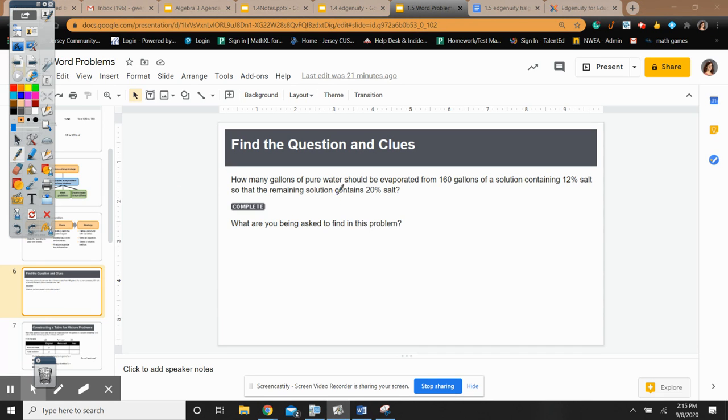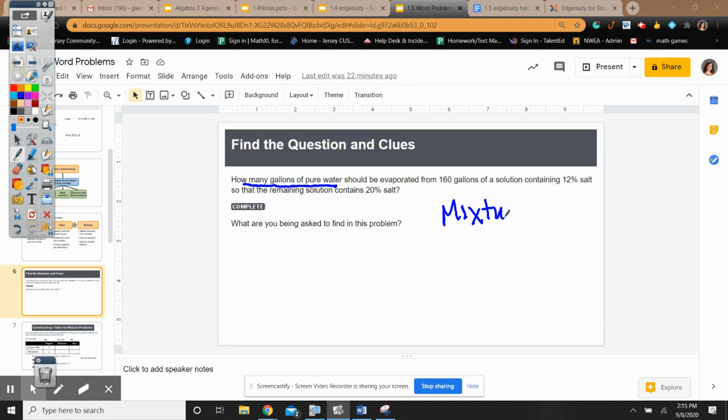Okay, so let's practice finding the question. How many gallons of pure water should be evaporated from 160 gallons of a solution containing 12% salt so that the remaining solution contains 20% salt? Okay, the question is asking me for how many gallons of pure water. That is the question. And this is what we call a mixture problem.